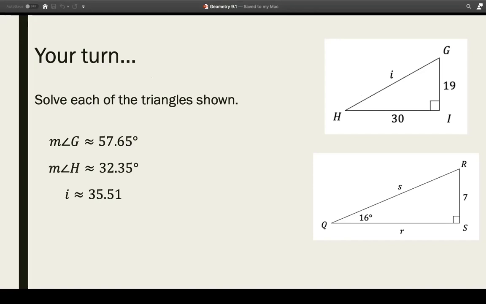For the first triangle, we have G is 57.65, with H being 32.35, and I, the hypotenuse of the triangle, is 35.51. And for the other triangle, you should have gotten these answers. Now, if you had trouble getting these, didn't get these answers, raise your hand. I'll come over and show you how to do these ones.